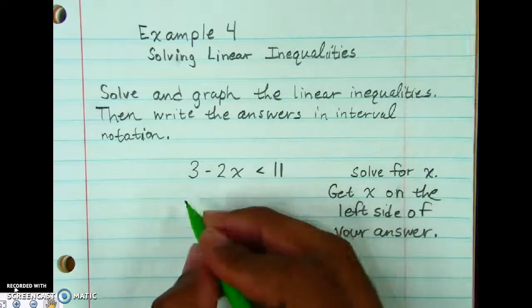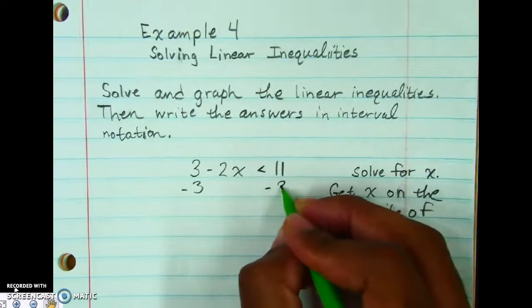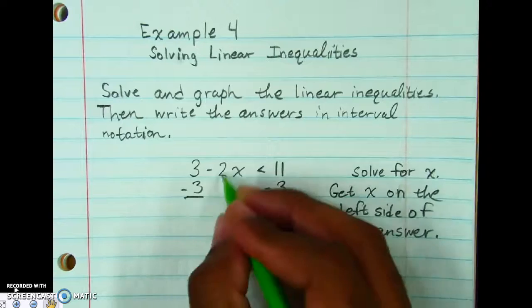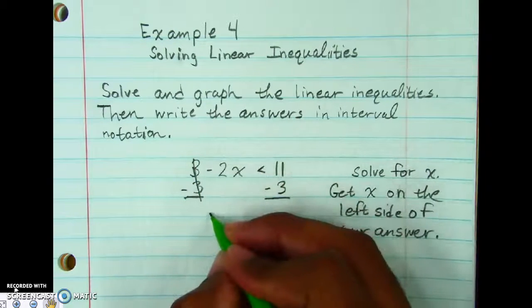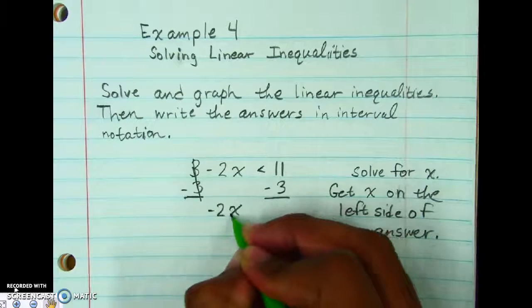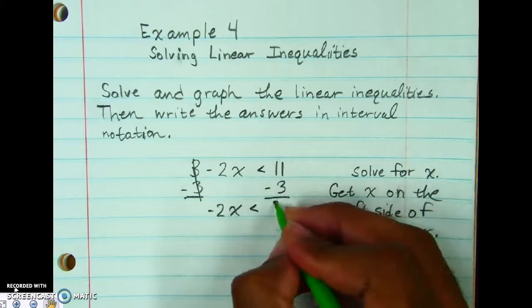Okay, so here we know we're going to subtract 3 from both sides first, because we need to get that variable all by itself right here. So we get this to cancel out, and we get negative 2x is less than, and 11 minus 3 is 8.